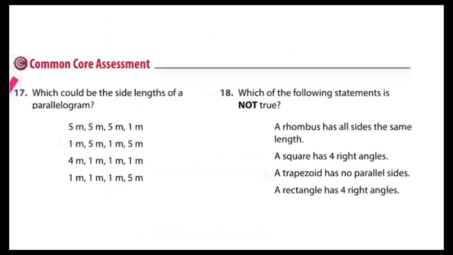Common Core assessment on the same page 860. Which could be the side lengths of a parallelogram? We know that in a parallelogram, each two opposite sides are equal in length. Let's see the first statement: three sides are equal and the fourth one is different. So it is not a parallelogram. The second one, yes, each two opposite sides, 1 and 1, 5 and 5. So this is the answer. Choice B satisfies the properties of a parallelogram. Each two opposite sides are equal in length.